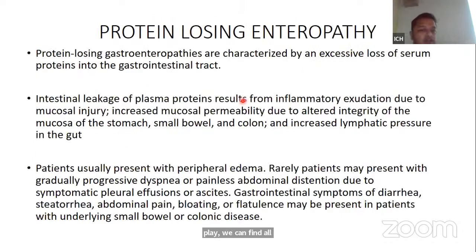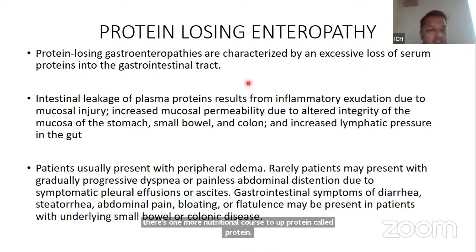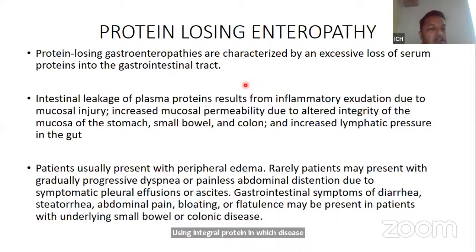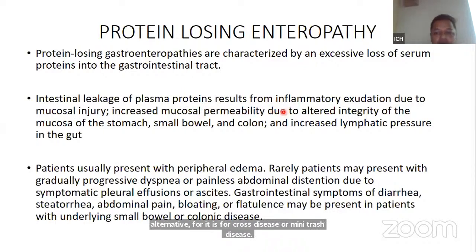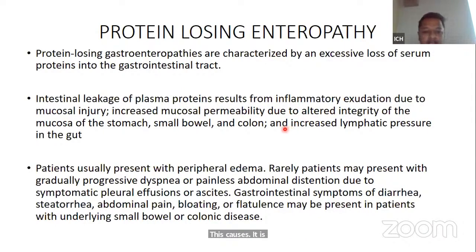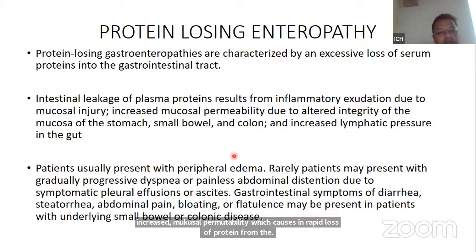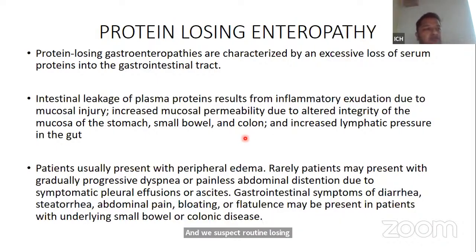There is one more nutritional cause of anasarca called protein losing enteropathy, in which diseases such as ulcerative colitis, Crohn's disease or Menetrier's disease cause intestinal leakage of plasma proteins resulting from inflammatory exudation and increased mucosal permeability, which causes rapid loss of protein from the gut. And we suspect protein losing enteropathy in patients where there is hypoalbuminemia, but the urine albumin levels are normal.